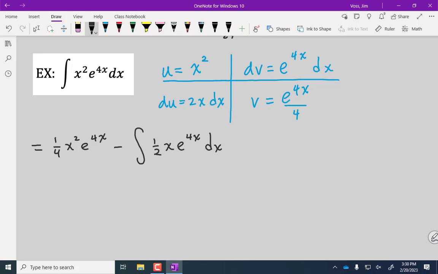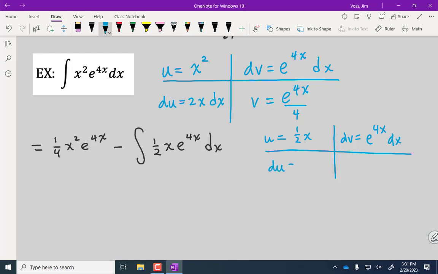And here's where we ask ourselves that question. Are we moving in the right direction? Yeah, power of x went down. That's good. If the power is going down, that's a good sign. All right, but we still have a product. And we can use integration by parts again. And we want to stick with our theme that we started with above. And that theme is to put the power of x with the u. So let's put 1/2 x right there. And we'll put e to the 4x dx right here.